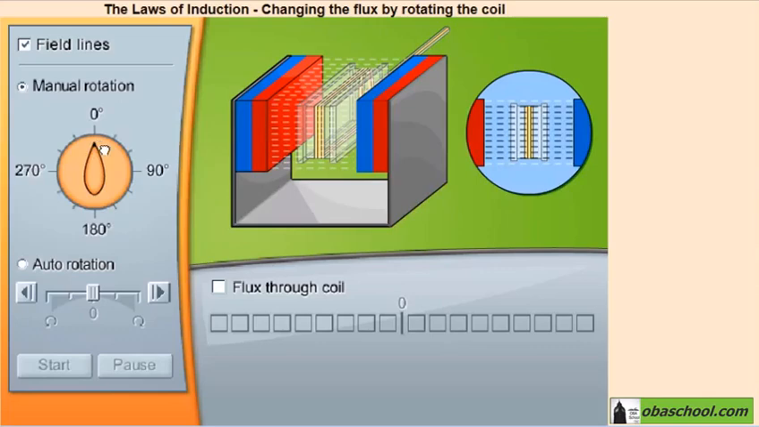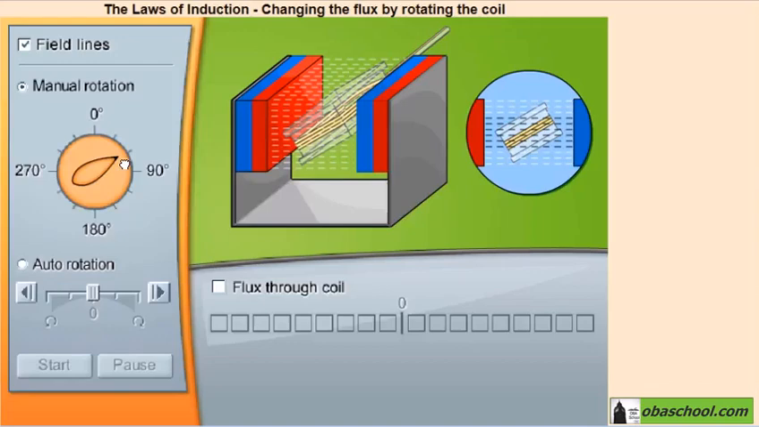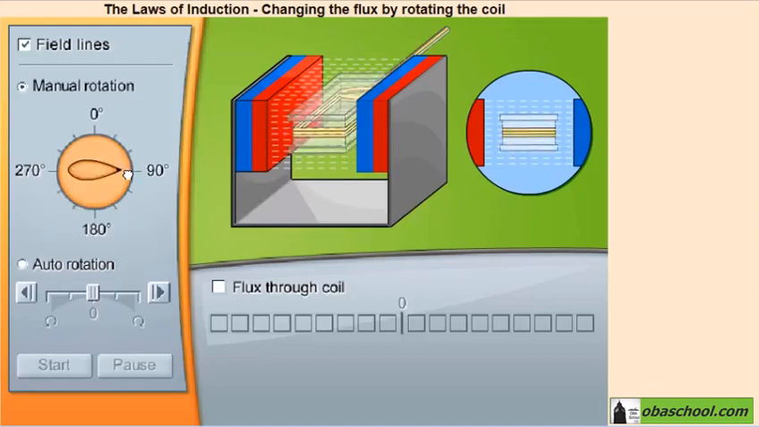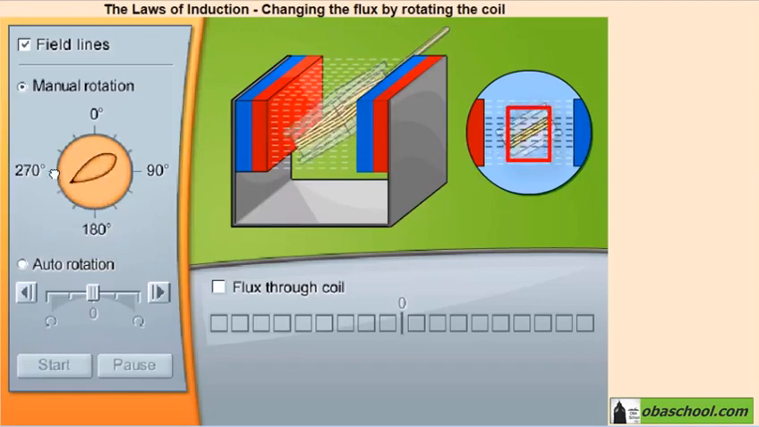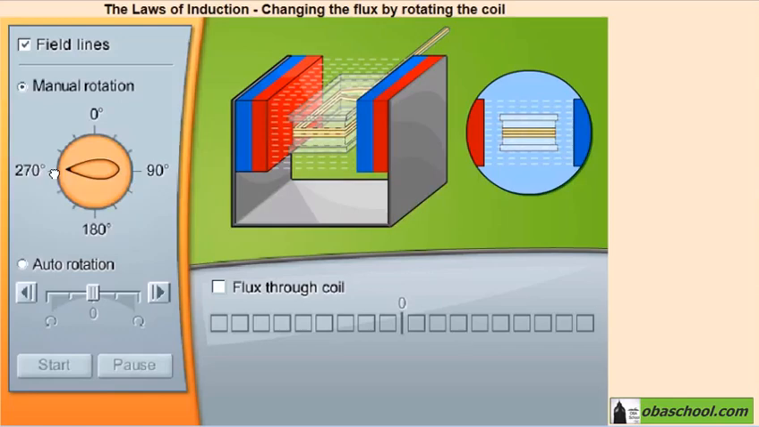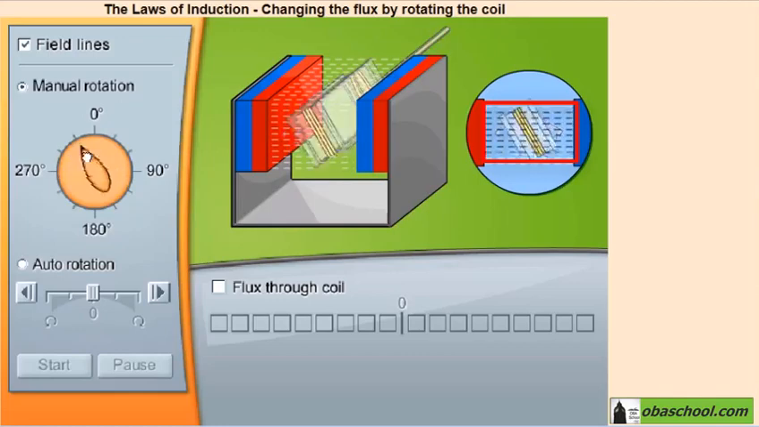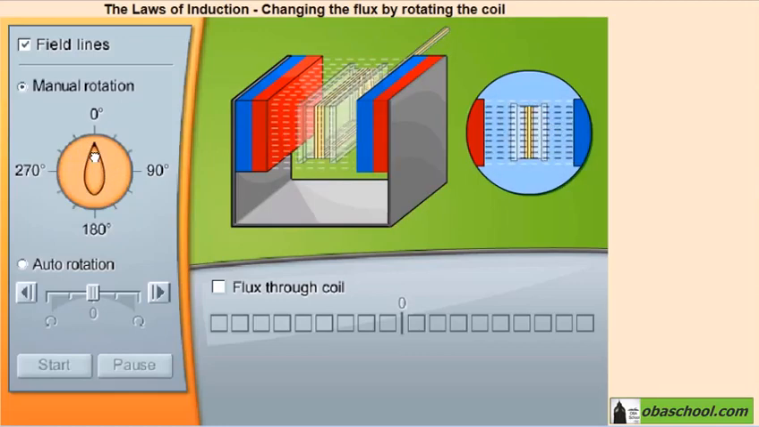So, for the first 30 degrees, 60, 90. At 90, the number of lines reduces to 0. At 180, all the field lines are passing through the coil. Let's increase it. At 270, there are no lines passing through the coil. And till reaching the 0-degree position again.